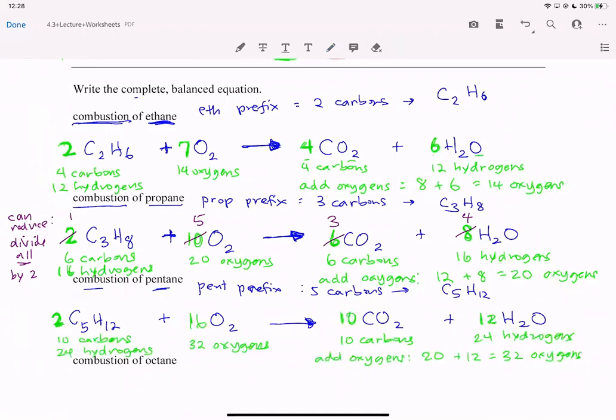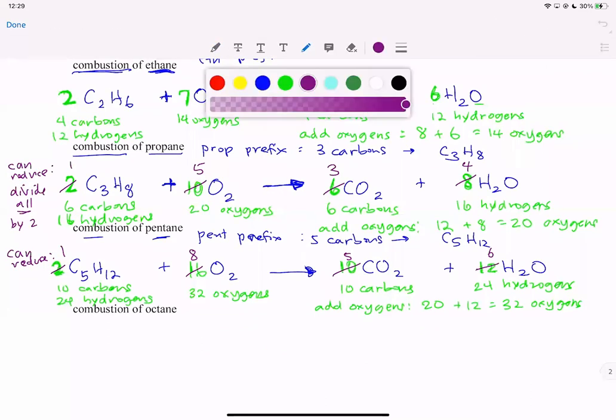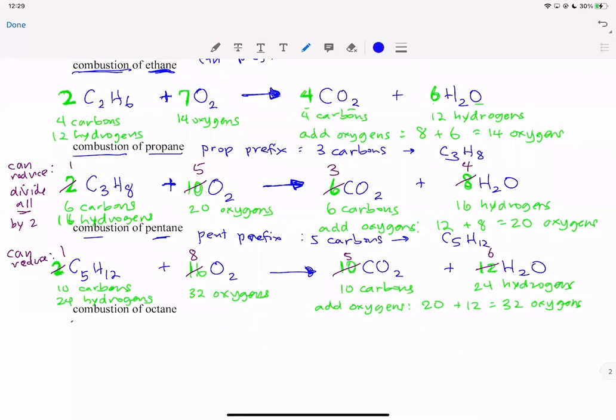Okay, because I can see that I can reduce these as well, I can divide all of these by 2. This will be a 1 and an 8 and a 5 and a 6. Okay. And so the numbers do get bigger, but they are still reasonable, okay? This is the combustion of octane.